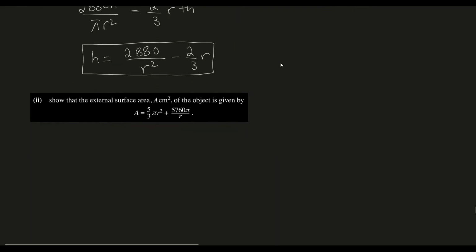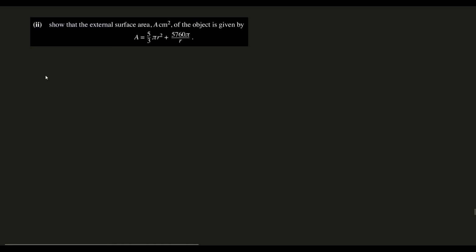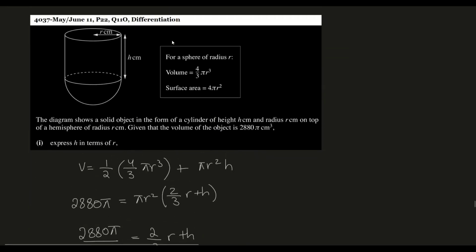In the next part, it asks us to show that the external surface area of the object is given by this equation. If we look at our object, there is this hemisphere, so we will just consider the surface area of the outer shell of the hemisphere. We are given the surface area of a sphere, so we divide it by 2 and get the surface area of the hemisphere. For the cylinder, we will take the area of the outer shell and of this circle. So we have 3 different areas that we will sum up to get the total surface area of this object.